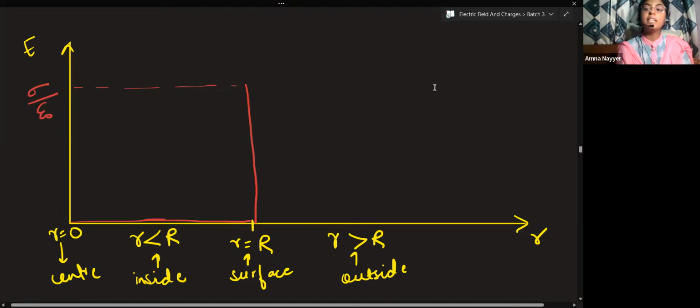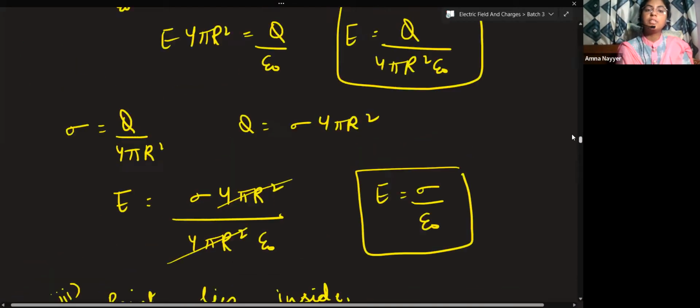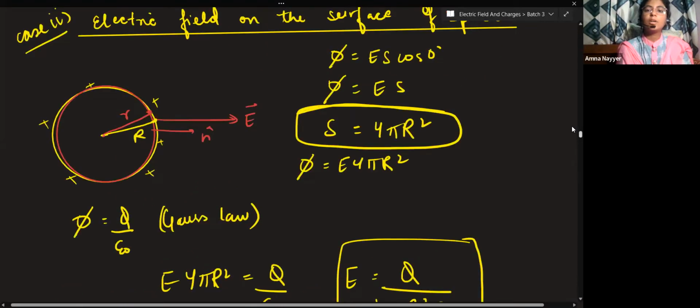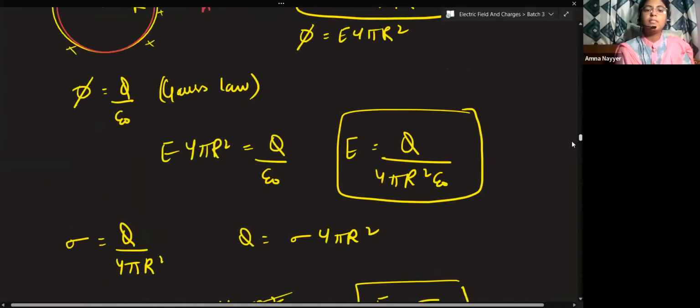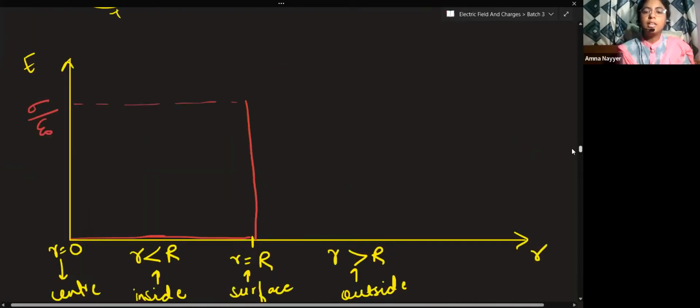Now outside, the first case which we did, see the variation of electric field with small r. The electric field will be inversely proportional to r square. Here it is independent and here it is 0. This is the summary of this first case.